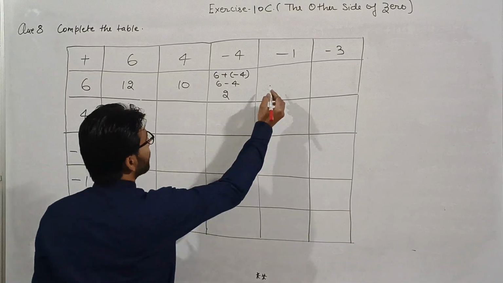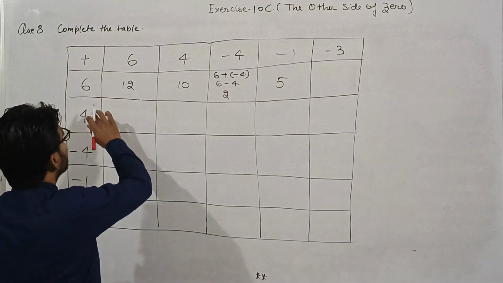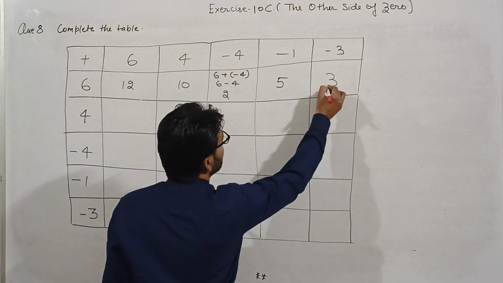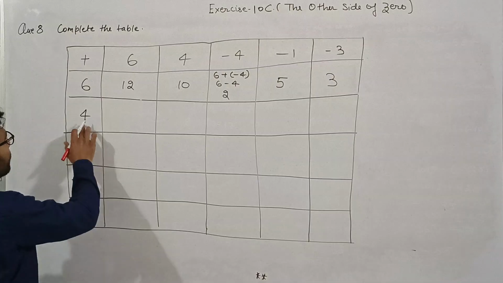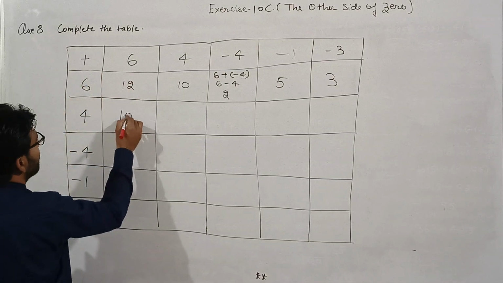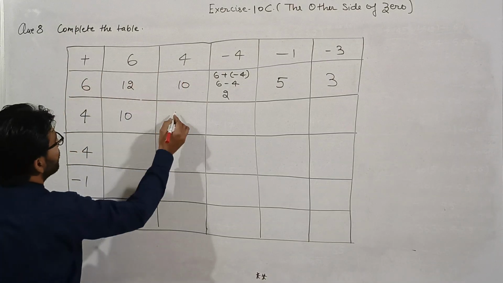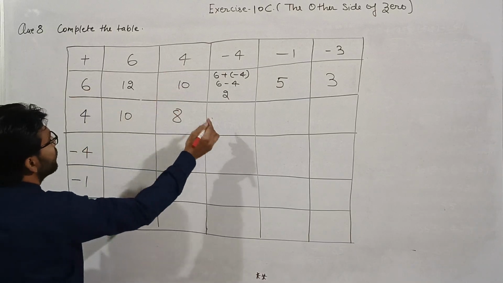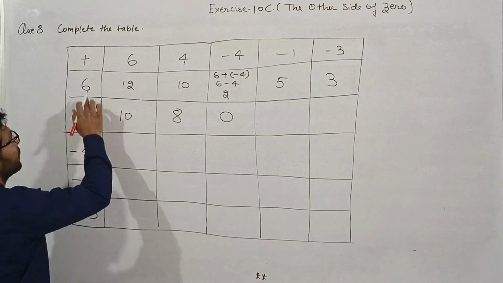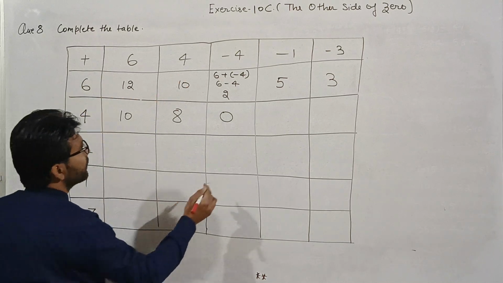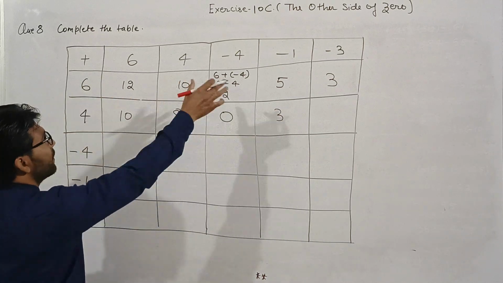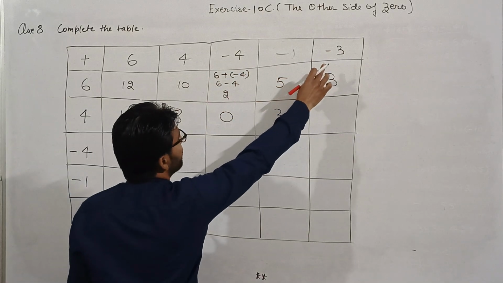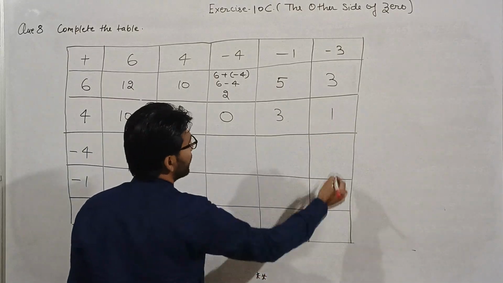Next, 6 plus minus minus: 6 minus 1 is 5. Here 6 is greater. 6 plus minus minus: 6 minus 3 is 3. Okay, 4 plus 6 is 10. 4 plus 4 is 8. 4 plus minus minus: 4 minus 4 is 0. 4 minus 1 is 3. Here 4 is also greater than these numbers. 4 minus 3 is 1.